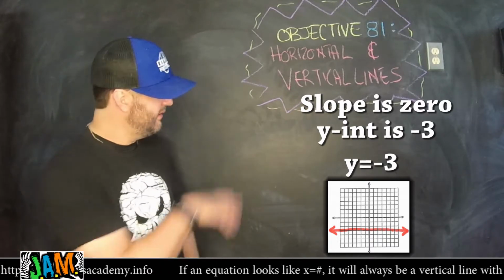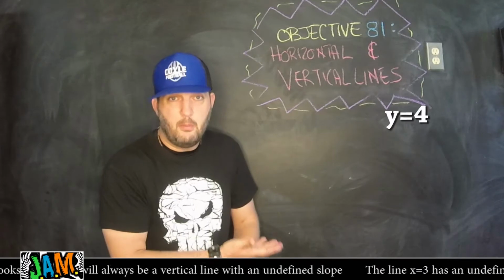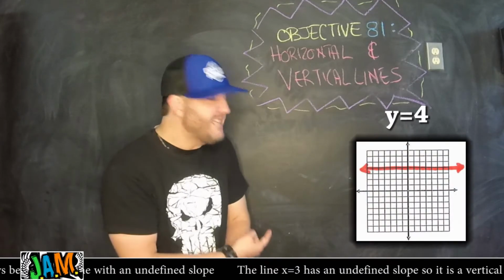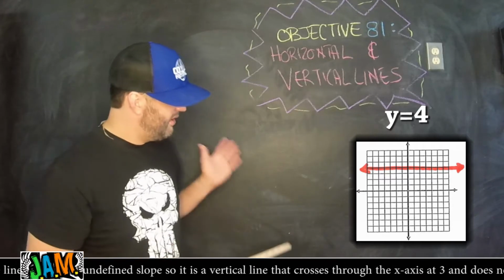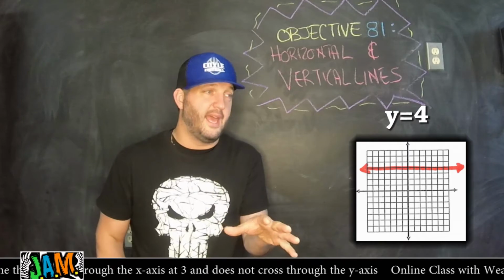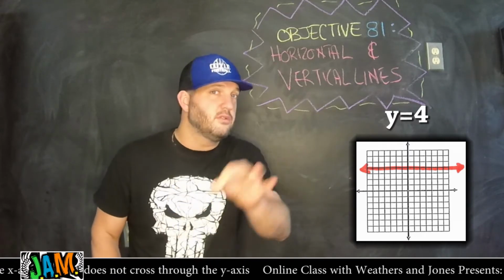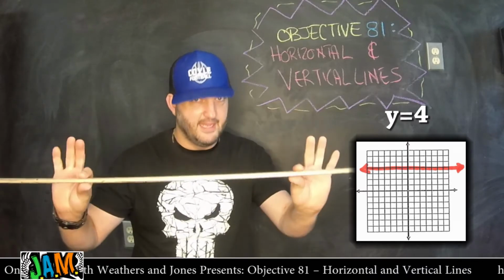Let's try it again. Let's clear this. What is the graph of y equals 4? So the slope must be 0. Second, it has a y-intercept, the 4. This is going to be a flat line, and it's going to cross through the y-axis at 4. Anytime you have an equation that looks like y equals a number, y equals 5, y equals -3, y equals 4, those are flat lines every time.